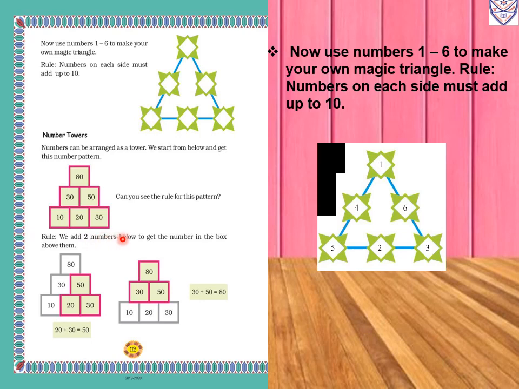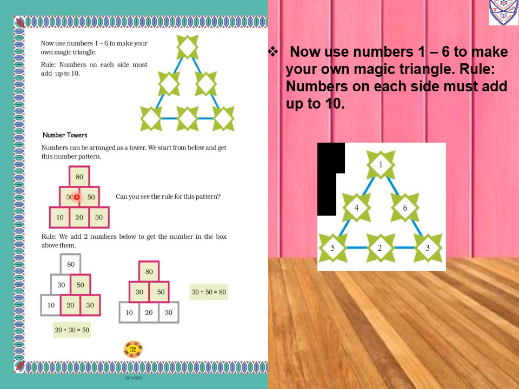Rule: we add two numbers below to get the number in the box above them. Here three numbers are given in the tower in the first step. First we will add the two numbers. 10 plus 20 we will get 30. Then 20 plus 30 we will get 50.